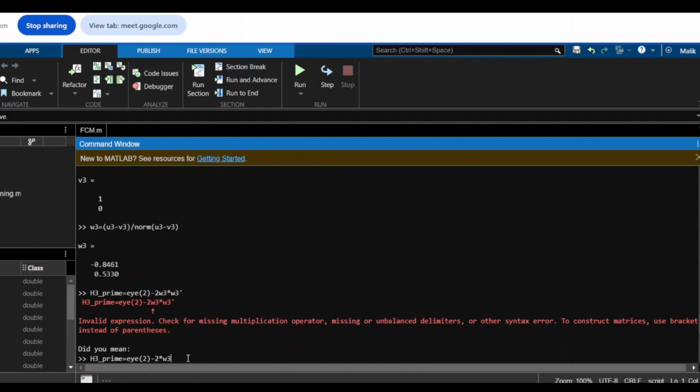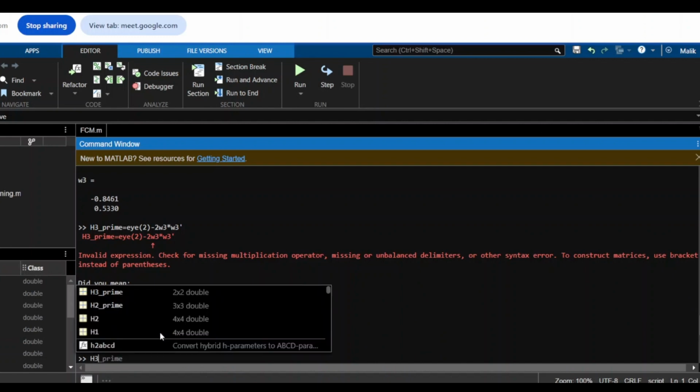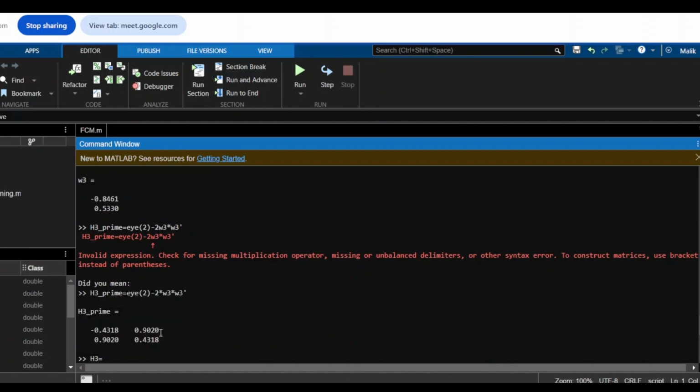W3 into W3. Okay. So this is our H3 prime. Now from here, what will be my H3? Maybe 1 0 0.